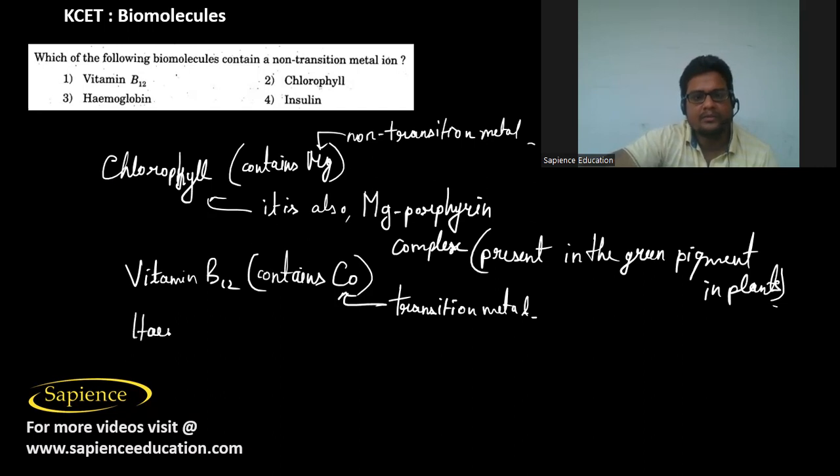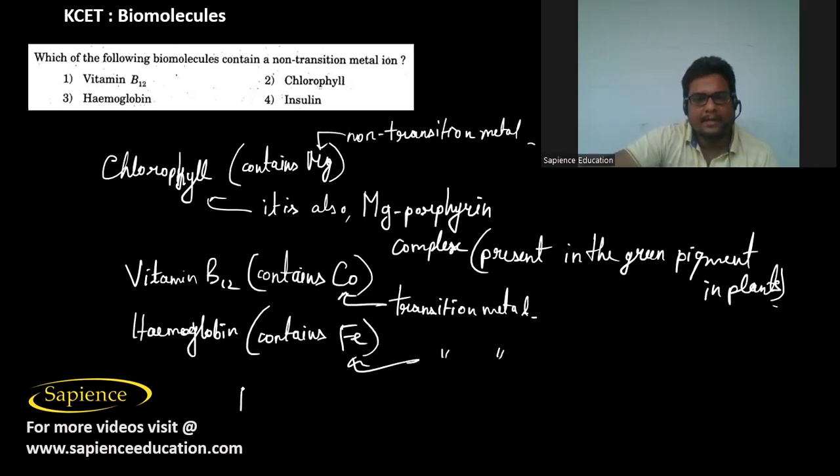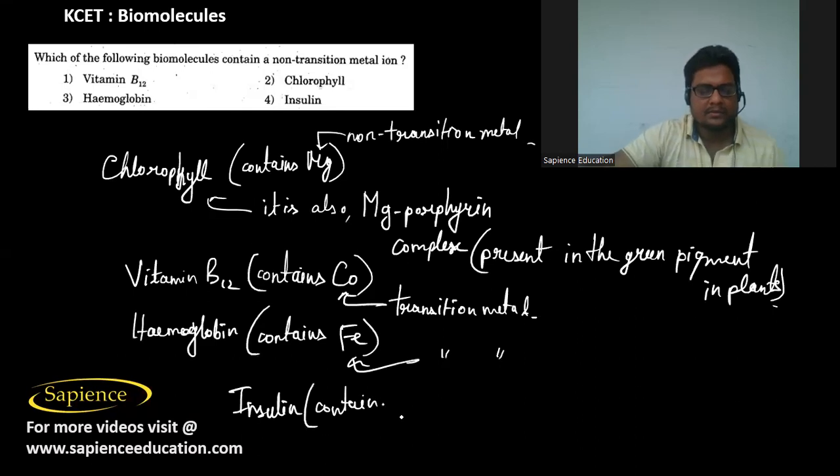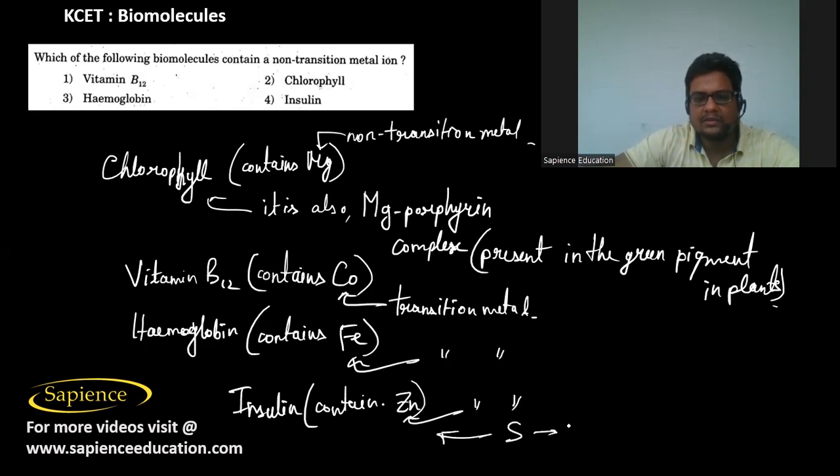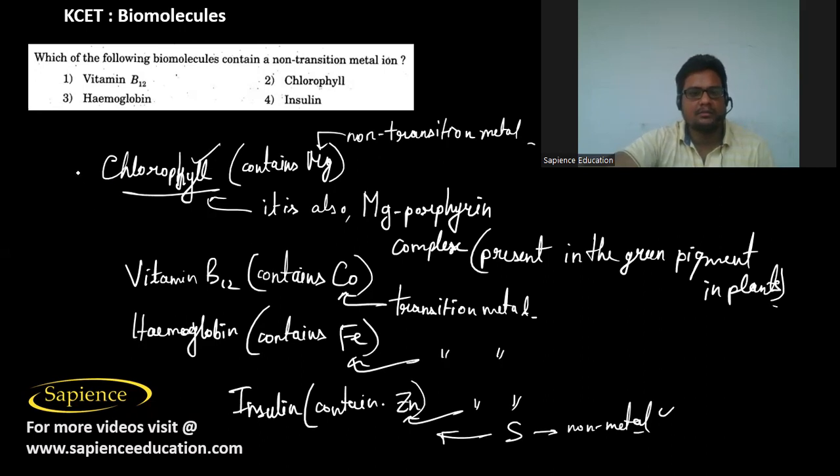And hemoglobin, as we know, contains iron, Fe, which is obviously a transition metal only. And insulin also contains zinc, which is also a transition metal ion. And insulin contains sulfur also, which is a non-metal. So chlorophyll is the only biomolecule which contains a non-transition metal ion. So option 2 is the correct answer.